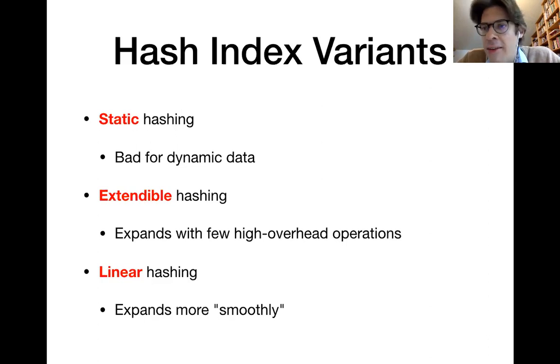Now, this one has one drawback, which is that if you keep inserting data, then every once in a while, you need to perform one expensive operation in order to update the index. And we will see later precisely what that operation is. Then we have something called linear hashing. And this one has the advantage over extendable hashing that it extends the index very smoothly without costly operations. It has a couple of other drawbacks, but we're going to discuss them in detail in the following. So those are the hash indexing variants that we will look at in the following.